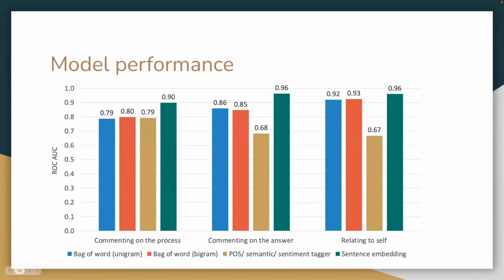And here is the result of the model. Overall, as we can see from the figure, models that use sentence embedding substantially outperform the other approaches on all 3 attributes. So in particular, with this approach, the average AUC-ROC is 0.9 for commenting on the process, 0.96 for commenting on the answer, and 0.96 for relating to self.